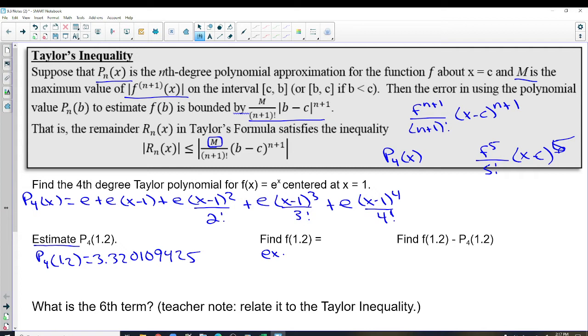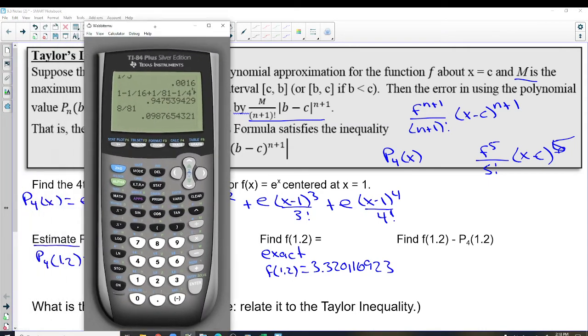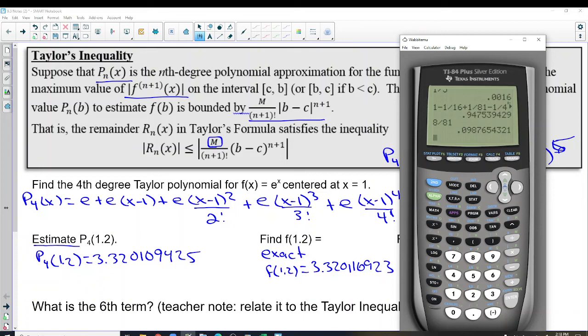I'll get out of the way. Exact is f of 1.2, or exact to this many decimal points, 3.320116923. So our estimate is about 4 decimal places good, right? About 4. It fails right at the 5th. If we subtract these two, I actually don't trust my answer. I don't think it's right on this paper. I'm going to do it very quickly, or as quickly as I can here.